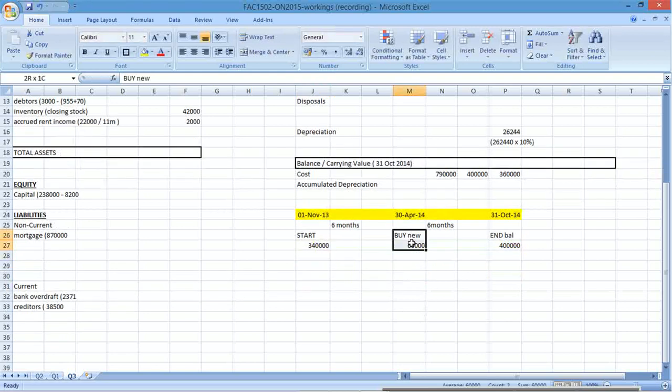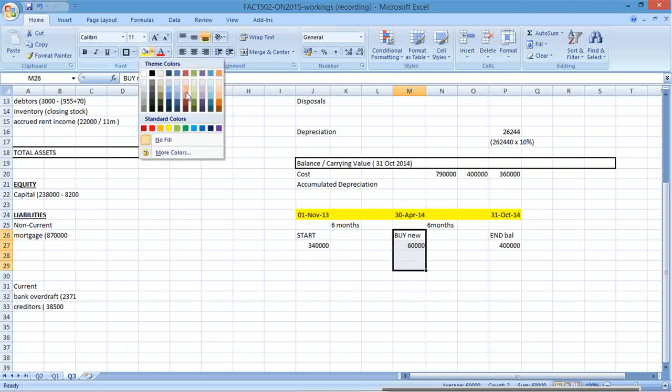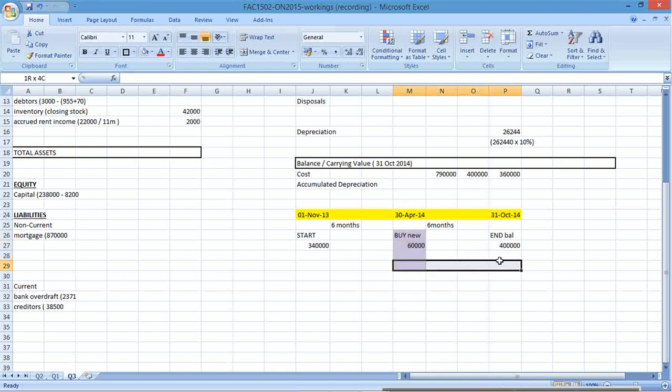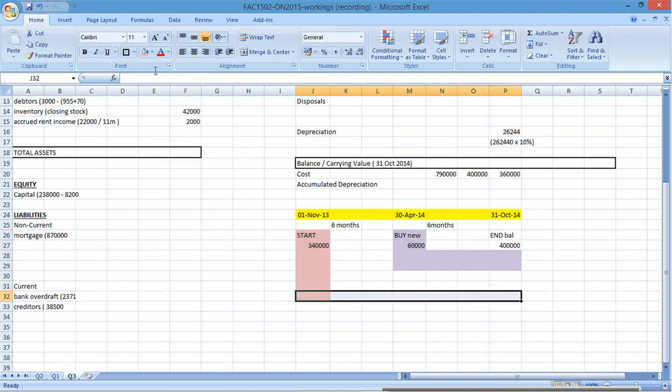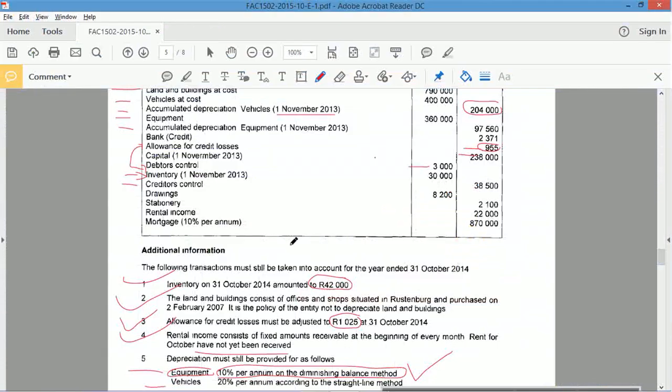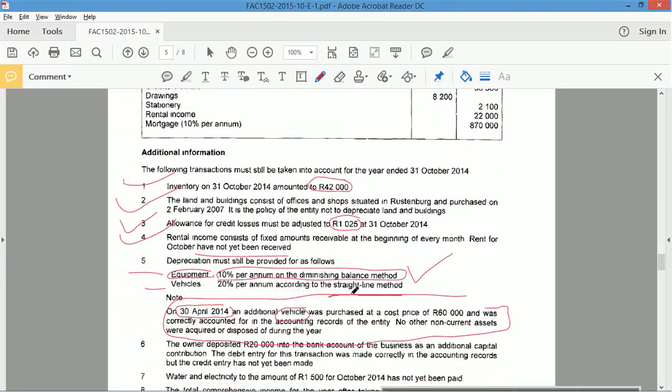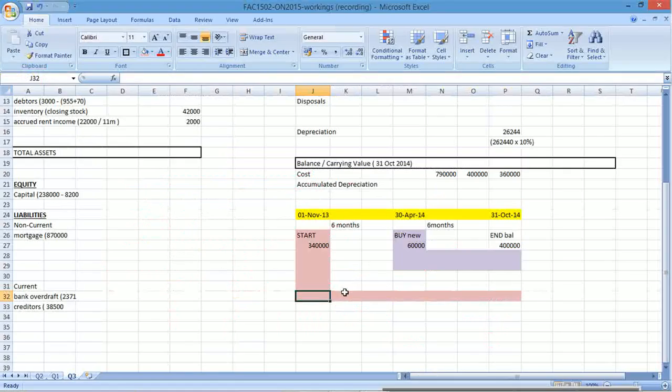Okay, depreciation is on the stuff that you use during the year. Did I use this asset during the year? Yes, for 6 months. Did I use that asset for the year? Yes, for the whole year. Okay, how much am I working this out on? Straight line method, 20% per annum. Okay, so that times 20% is 68,000. That's the depreciation for the year for that asset.